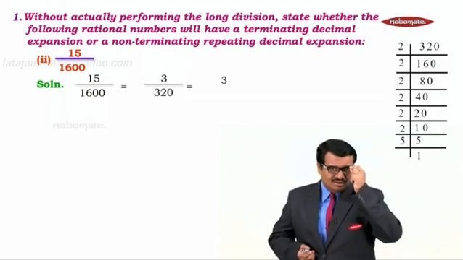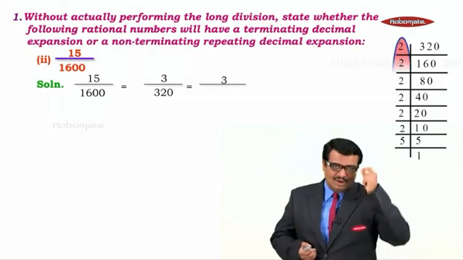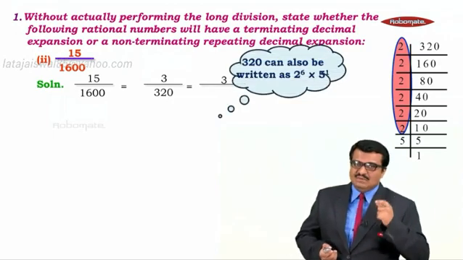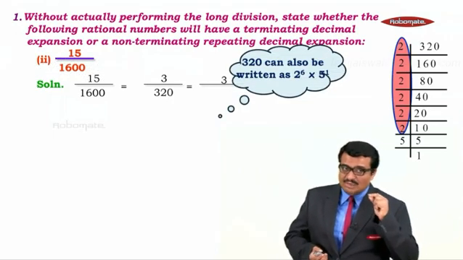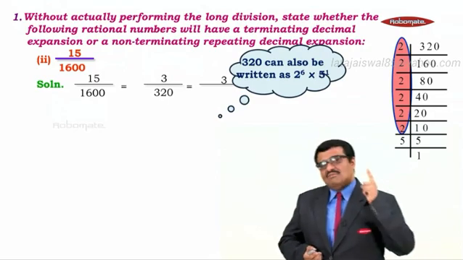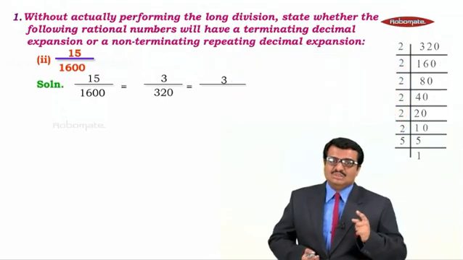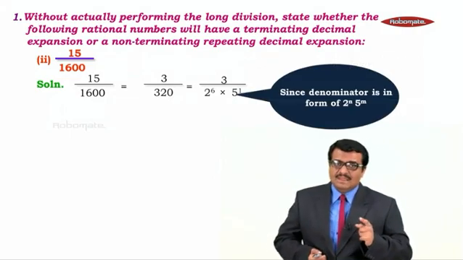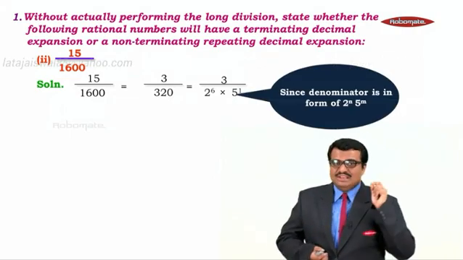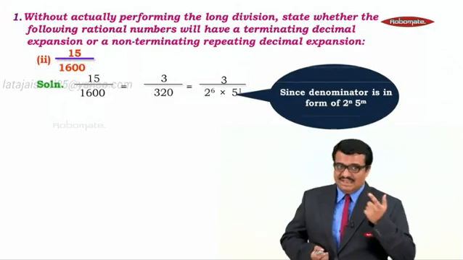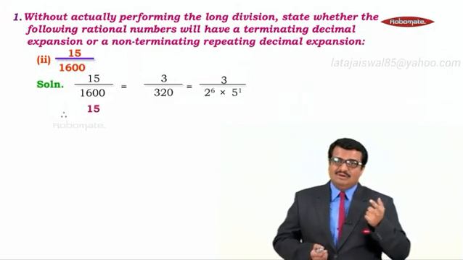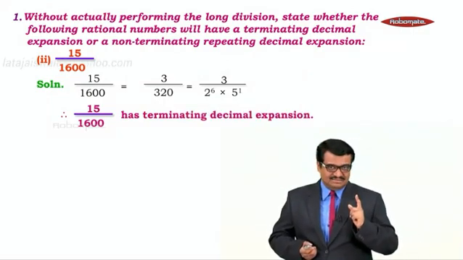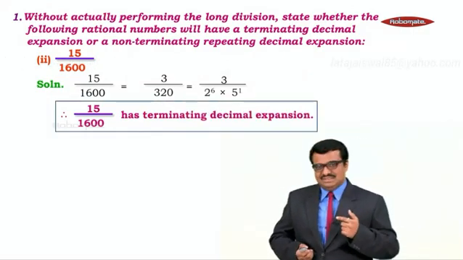How many 2's we have? If you count the number of 2's, there are 6 2's. 6 2's means 320 can be written as 2 raised to 6 and 1 5 is there. So 320 can be written as 2 raised to 6 into 5 raised to 1, correct? Since the denominator is in the form of 2 raised to n into 5 raised to m, what can we say? This 15 upon 1600 has got terminating decimal expansion. Okay, let us take the next question.